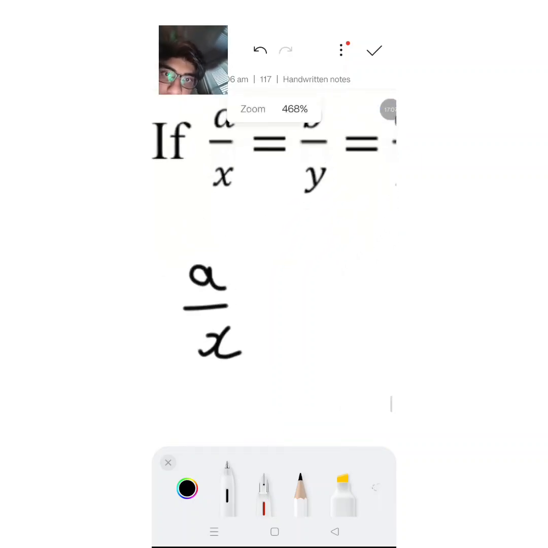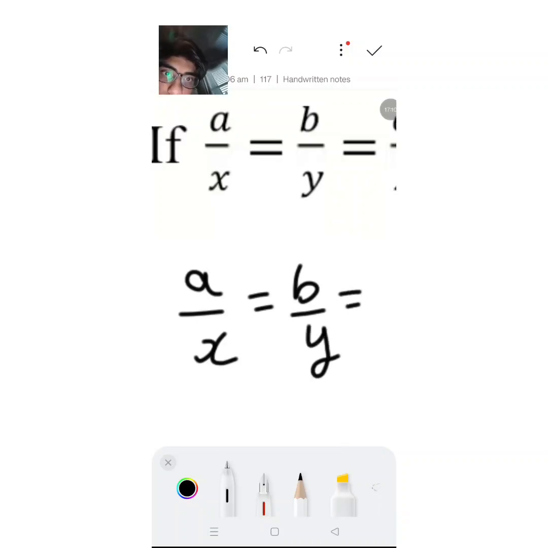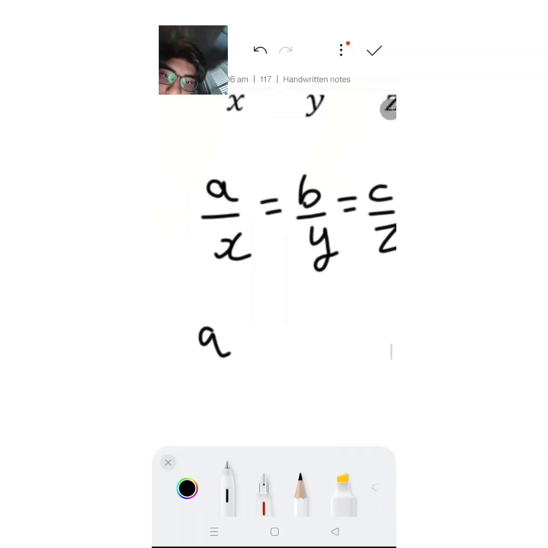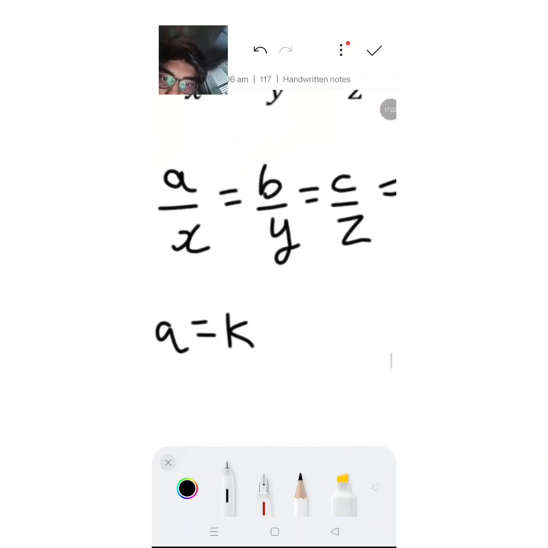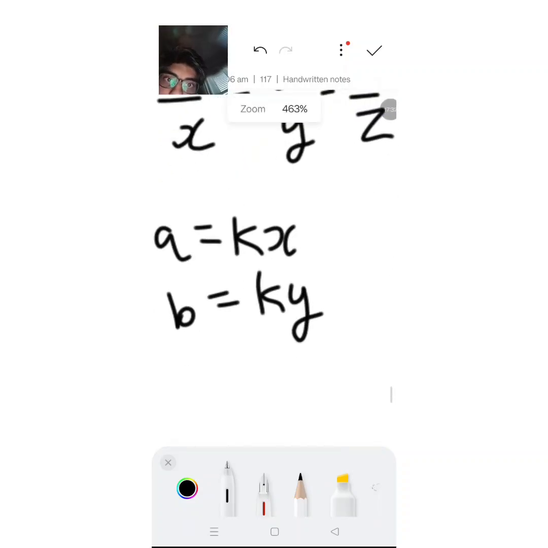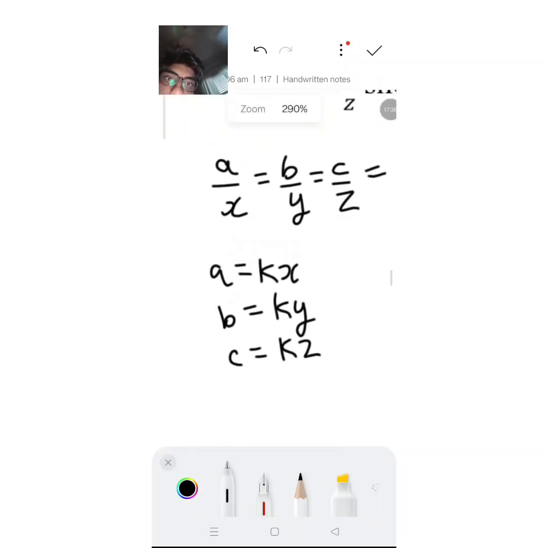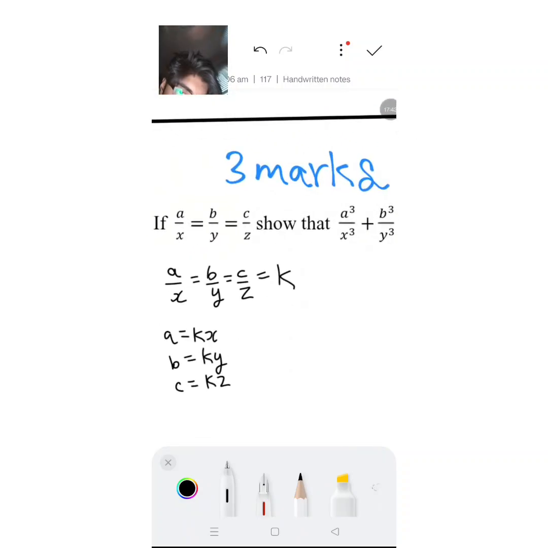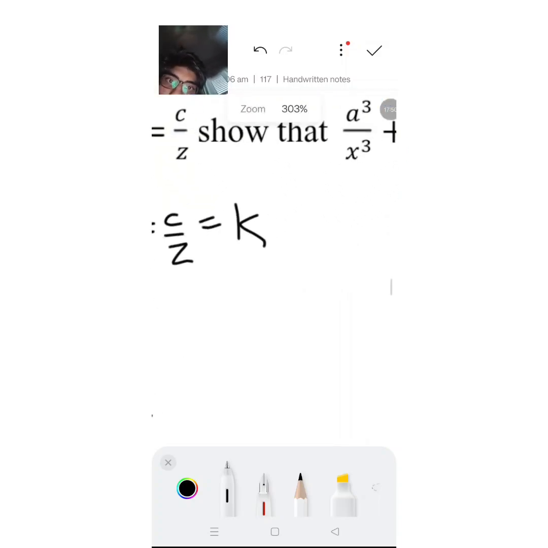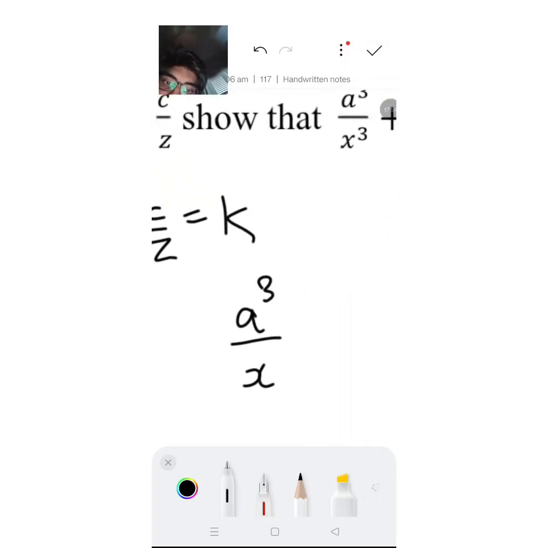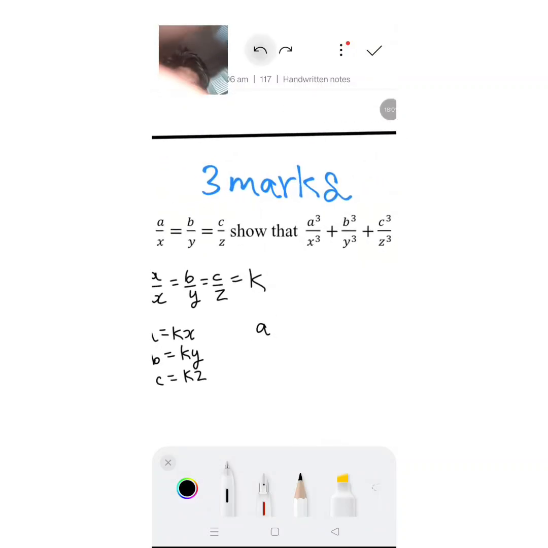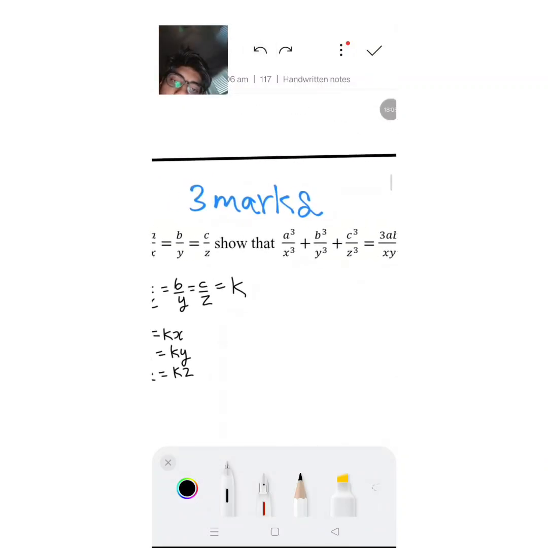When you have something like this, a over x equals b over y, equals c over z. You let this equate to k. And when you cross multiply, a is basically equal to kx, b is ky, and c is equal to kz. Okay, got it? And now wherever you have a, b, and c, you just replace it with these things. I think that's the main goal for this. So if you have a cubed over x cubed, b cubed over y cubed, and all that, that's what you basically need to be doing.